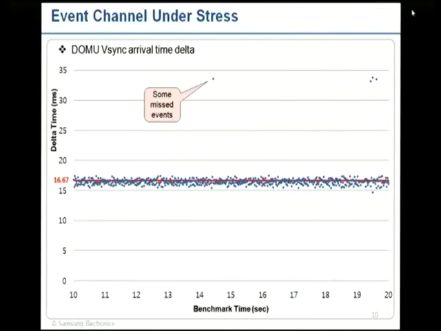This diagram shows the event channels, the inter-domain events for the VSync interrupt, which fires every 16.6 milliseconds. If you see, when the stress is very high, we lose some events, which makes us lose some packets, bringing down the performance.